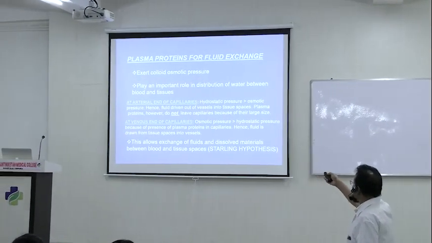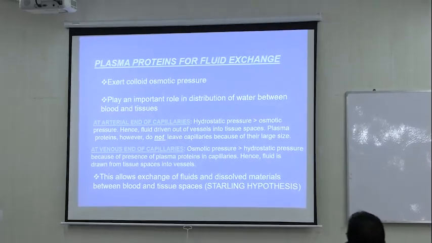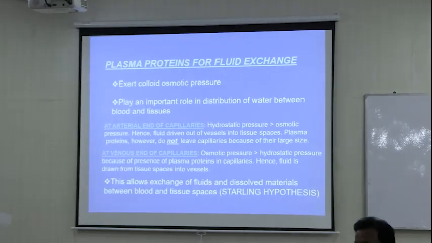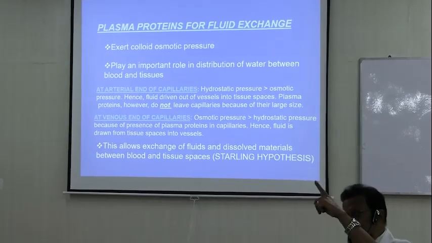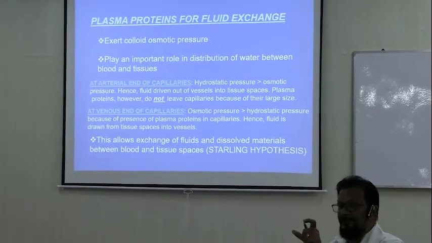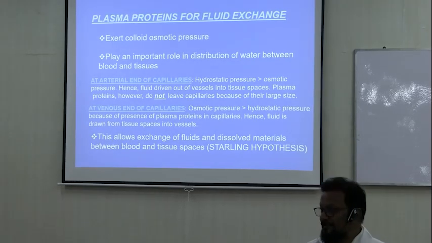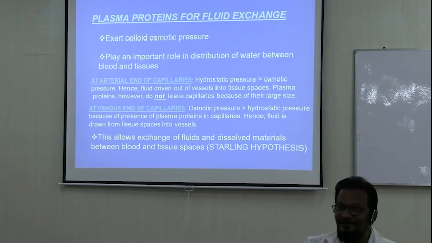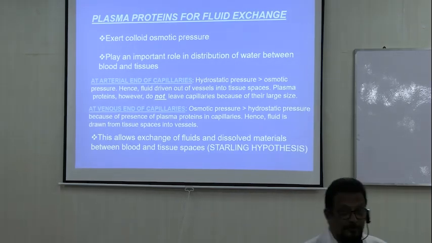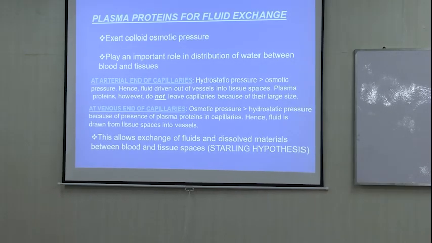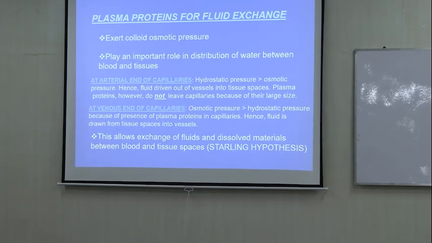Read it. At the arterial end of capillaries, what happens? Hydrostatic pressure is greater than osmotic pressure. Since it is greater, osmotic pressure cannot hold all the plasma. It is holding some, but the force is higher. So net filtration pressure will be the difference between the two. Suppose, as I said, hydrostatic pressure is 35 and osmotic pressure is 25. So what is the difference? 10 millimeter of mercury. Because of this 10 millimeter mercury positive pressure, fluid will come out into the interstitial fluid.